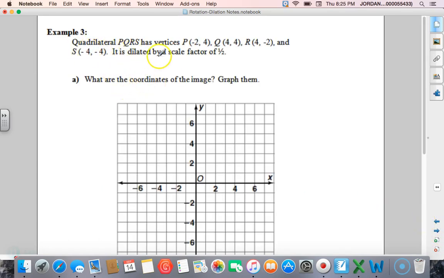All right, so quadrilateral 3 right here has these vertices. I want to pause it real quick and let you guys go ahead and graph these 4 points on the coordinate plane in your notes.